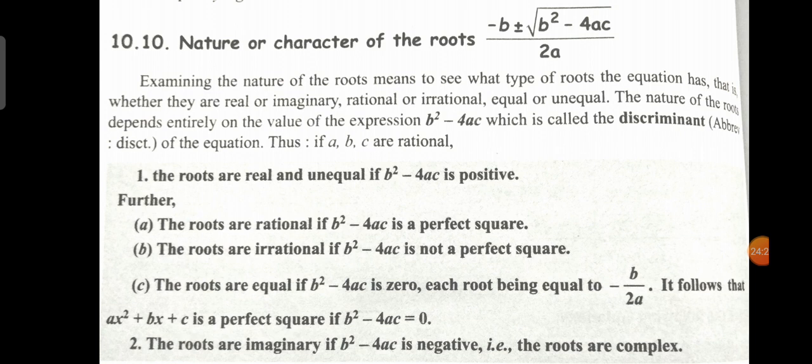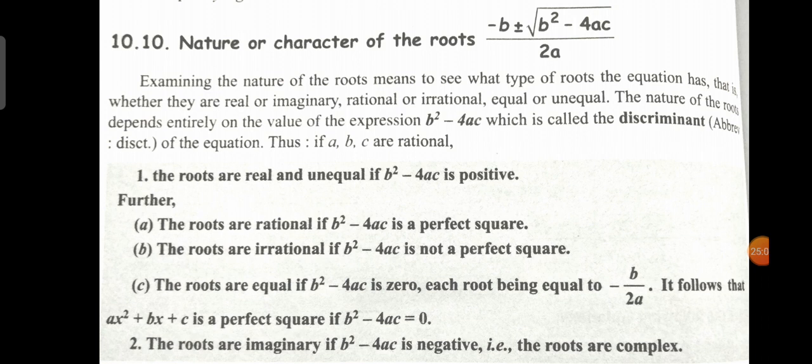And if b square minus 4ac is 0, each root is equal to minus b by 2a. That is, ax square plus bx plus c is a perfect square if b square minus 4ac equals 0. So the roots are equal, and each is minus b by 2a, that is, the roots are equal and positive.